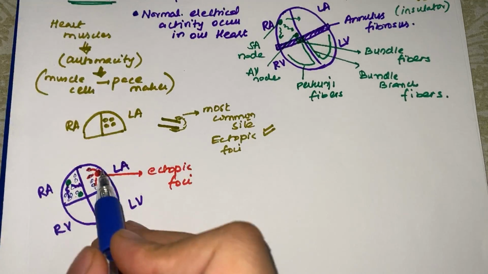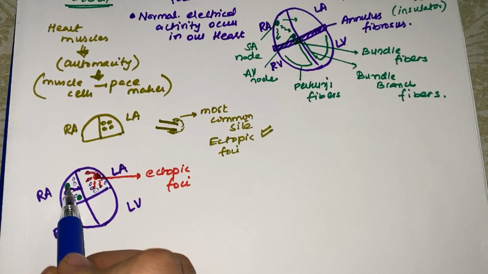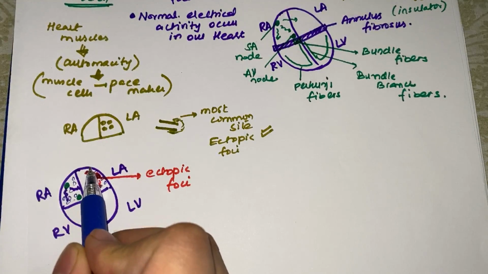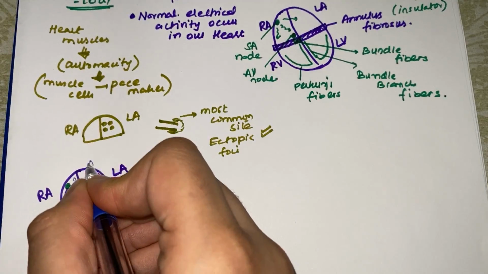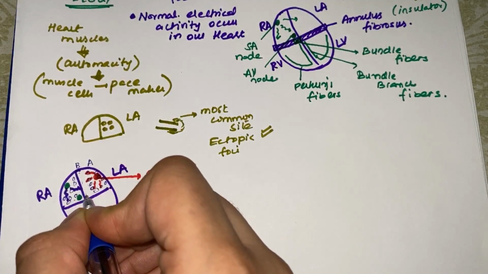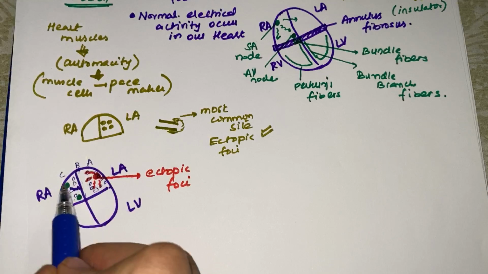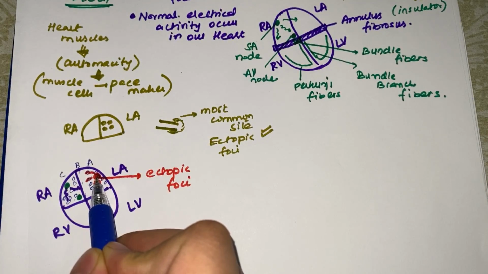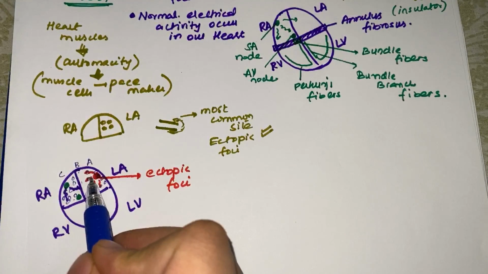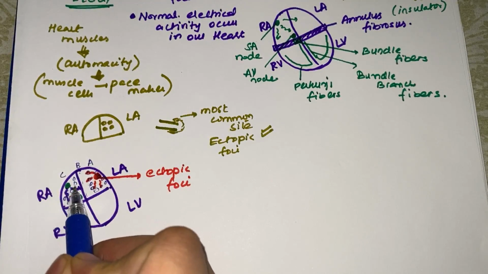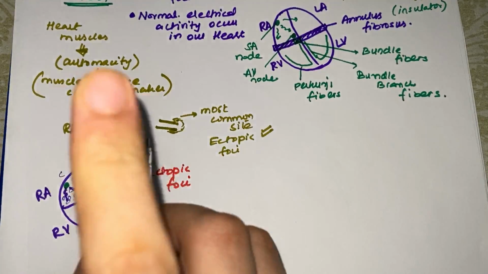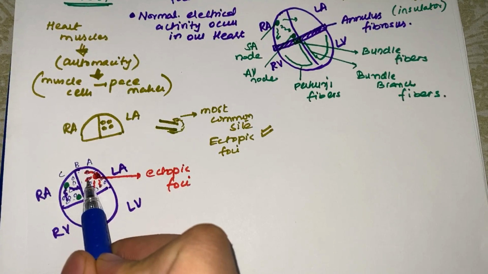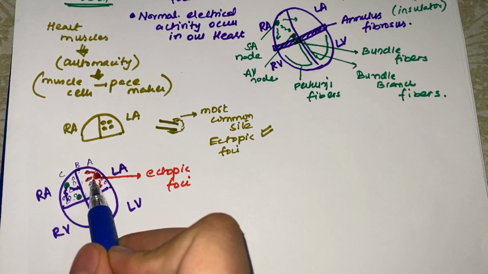So what happens is, by the time the impulse comes from this SA node, these groups of cells, suppose I mark this group of cells A, this group B, and this group C. Now the A group of cells will get depolarized by the ectopic firing from this ectopic foci, and by the time the impulse from the SA node reaches here, they have already undergone one cycle of depolarization and repolarization, and then they again get excited and again get contracted.